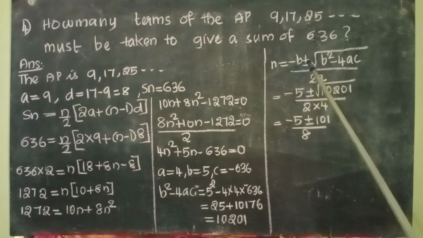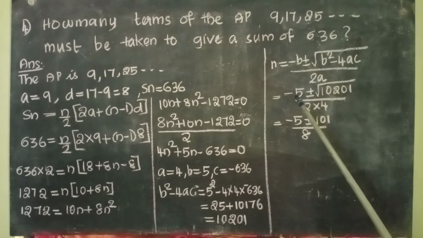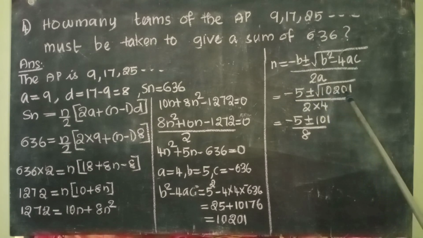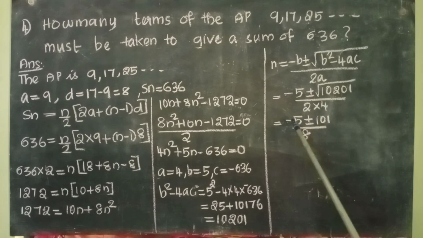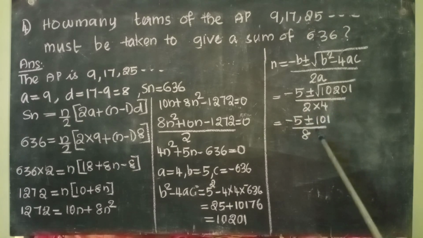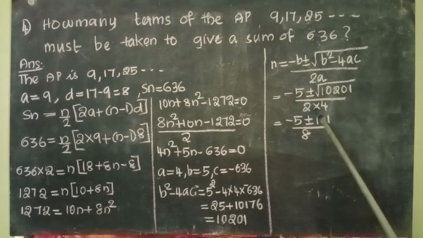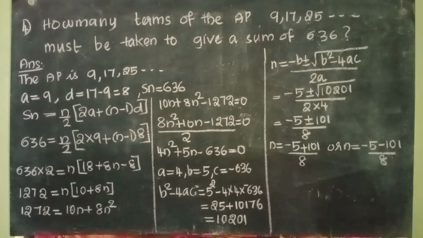Now we can find out what n is. n equal to minus b plus or minus root of b square minus 4ac, whole divided by 2a. That is equal to minus 5 plus or minus root of 10,201, whole divided by 2 into 4. That is equal to minus 5 plus or minus 101 by 8. Root of 10,201 is 101. 2 into 4 is 8. Now we can write it by splitting: n equal to minus 5 plus 101 by 8, or n equal to minus 5 minus 101 by 8.